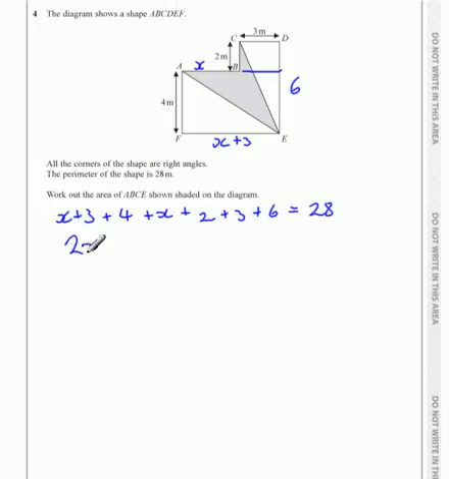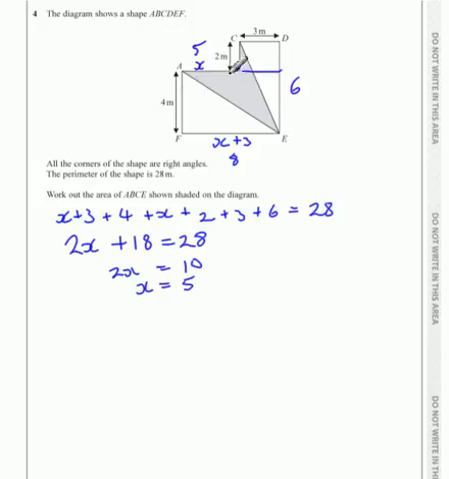Simplifying this down then, we get 2x. And then we've got 7, 9, 12, 18, so plus 18 equals 28. Take away the 18 gives us 2x equals 10. So x equals 5. So we've got 5 there and we've got 8 at the bottom here. So that 8 and that is 5.